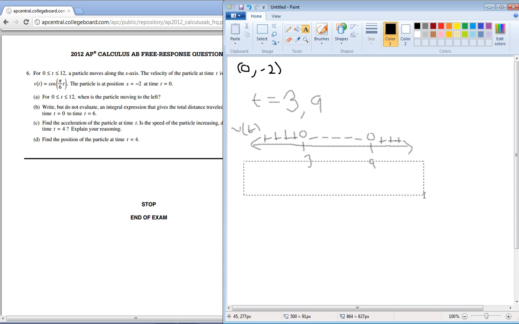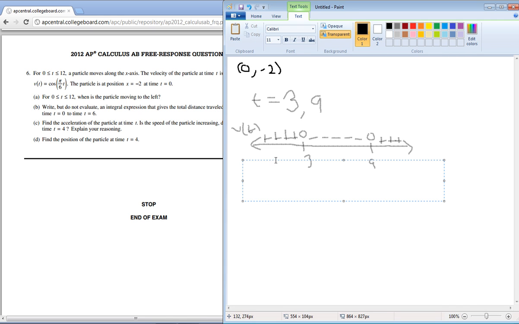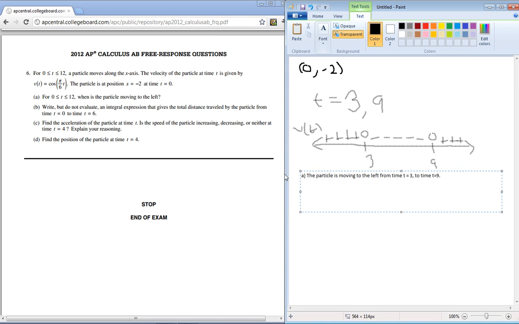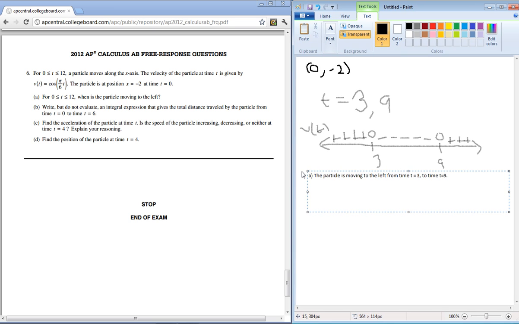So for part A, let me move my text box. A, the particle is moving to the left from time t equals 3 to time t equals 9. I think I did that right. If I did it wrong, my buddy Chimpact will let me know.